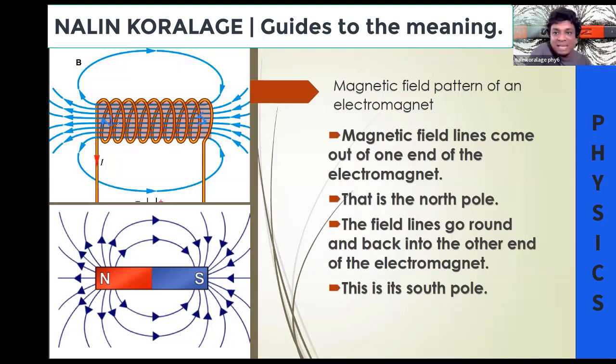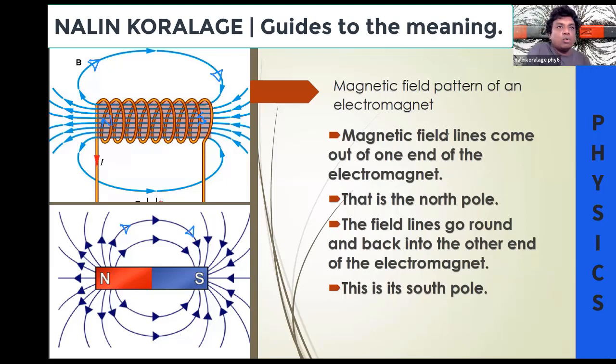If you replace that coil with a bar magnet, the field pattern you get is almost identical to what was produced by that electromagnet, right? And the things we discussed: field lines flow away from the north pole towards the south pole. Exactly the same thing. They flow away from the north pole, and they are absorbed by the south pole.